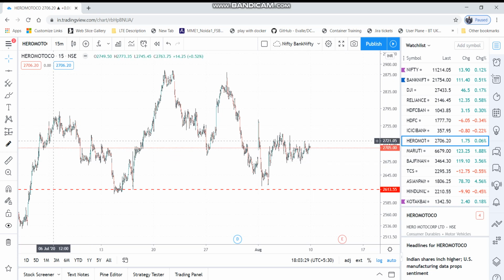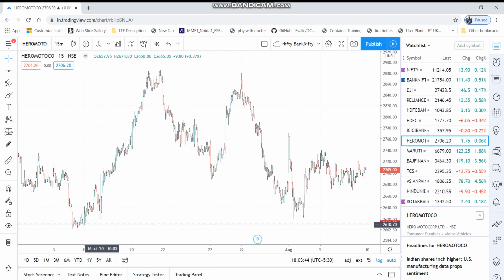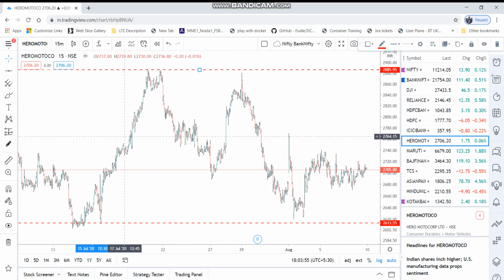So you clearly see there is no big footprint here, but you clearly see the big footprint entries here, and you can mark the level where they have entered. Like I marked this level where they have entered. I just marked this level, 16th of July 9:30, where there is a big entry. Okay, I'll also mark the high point on the chart.